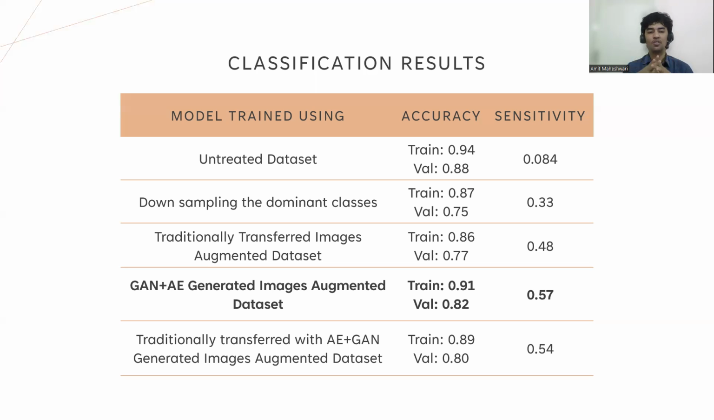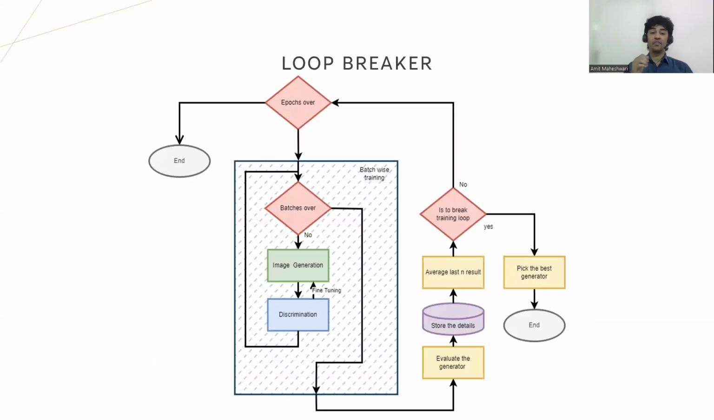And we also tried to combine both the traditionally transformed images and the GAN with the integrated system. But we could say that the integrated system of GAN and AE itself is performing good enough that we do not need traditionally transformed images in the augmented data set, right? So let us go further and see how we can make the overall architecture fully supervised.